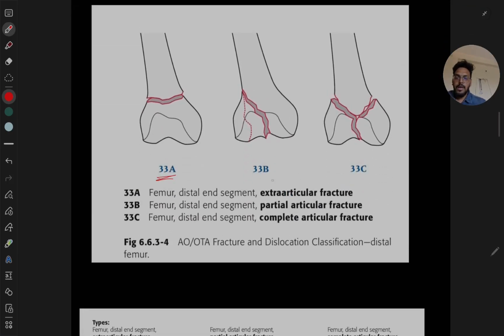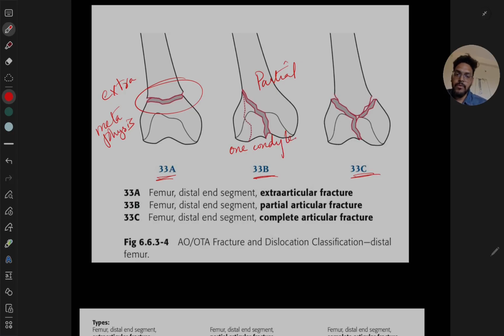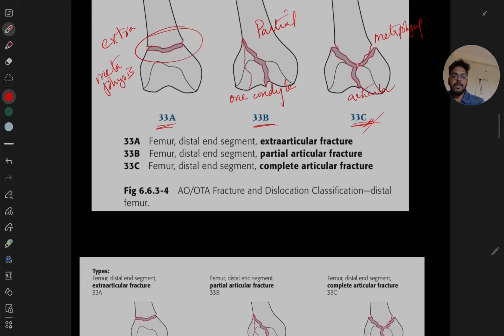See, 33A, B and C. A is completely extra-articular, involving only the metaphysis. Then B is partial articular. It does not involve the complete articular area, only the partial articular with only one condyle involvement. Then type C is both articular and metaphyseal. So that is called complete articular. Extra, partial and complete articular: A, B and C.